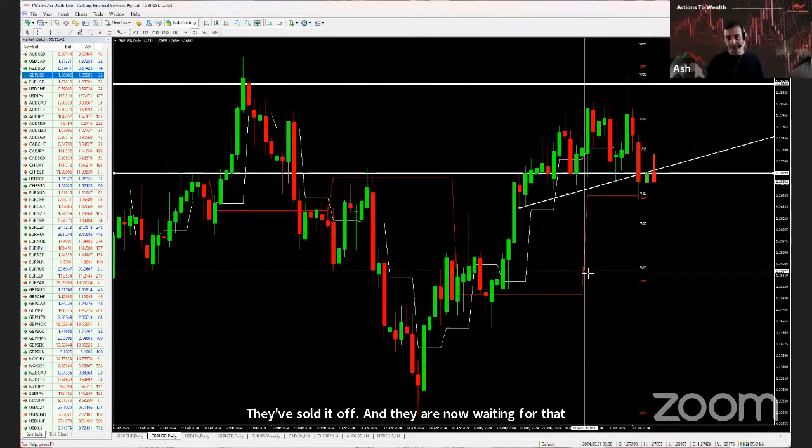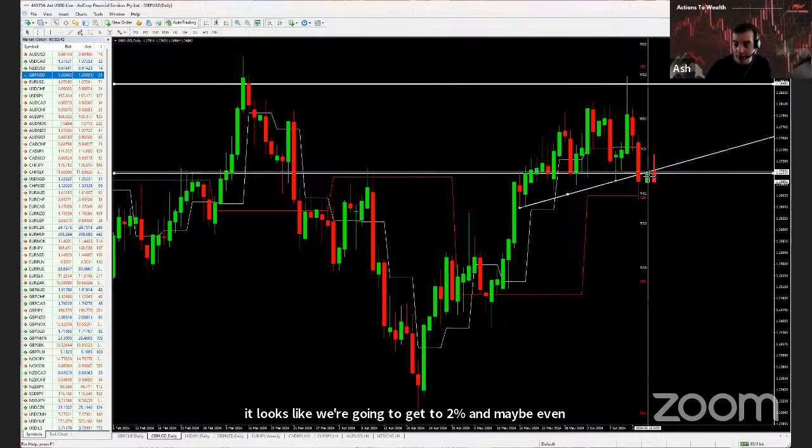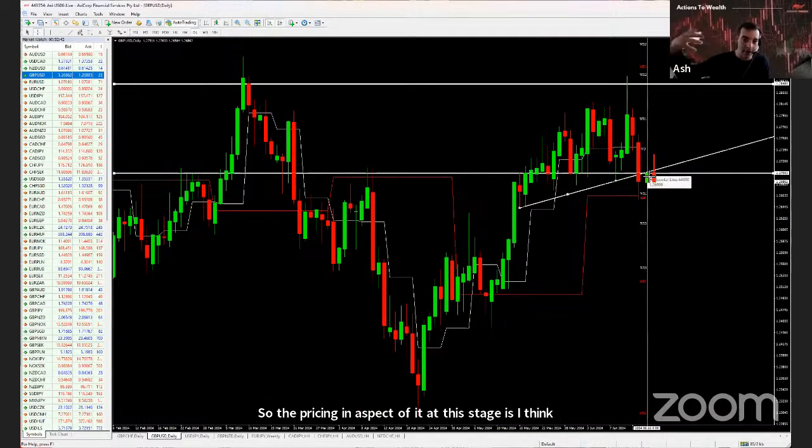However, if you do some calculations, the expectation for that data looks pretty negative. It looks like we're going to get to 2% and maybe even below. And I think there are going to be more speculators coming in, because if that number's under 2%, the pound is really likely to drop. So the pricing in aspect of it at this stage is, I think, pricing in the fact that we haven't got anything bullish to carry it higher, so people take profit.